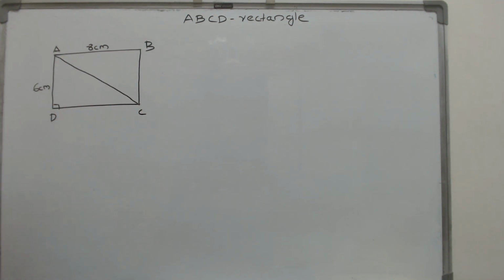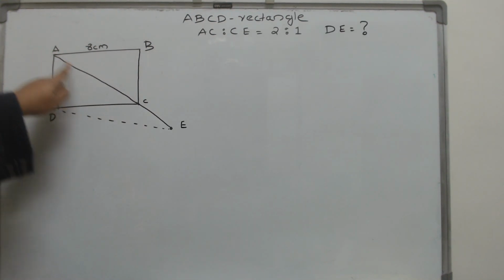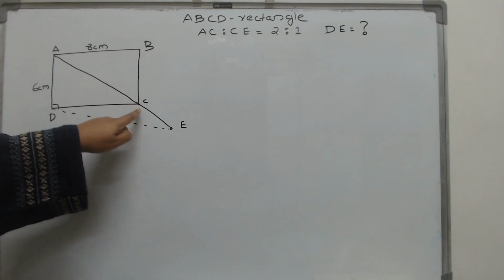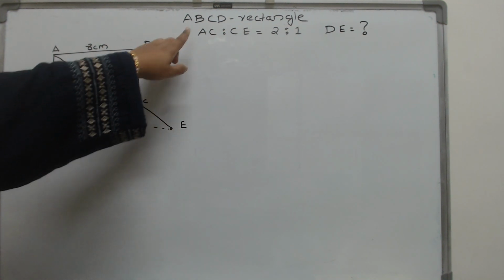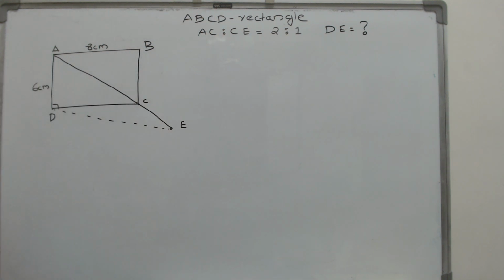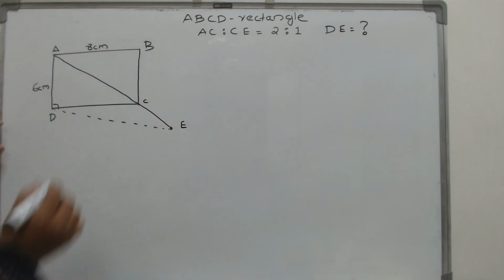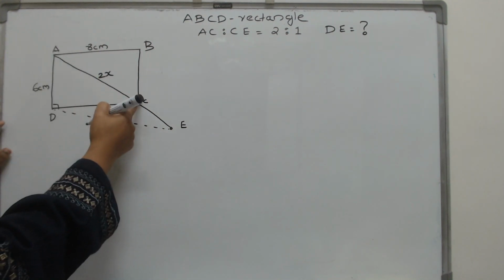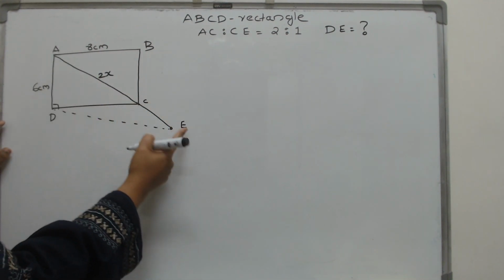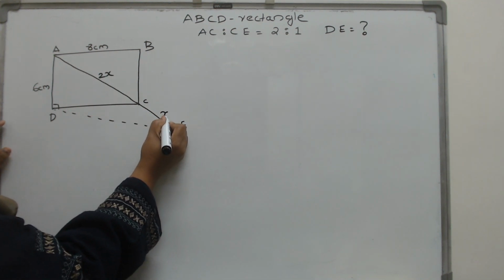It is 10 centimeters. But then sorry to break your heart, that is not the question. If only life was that easy. What the question is, let us find out. This diagonal AC is being extended to a point E such that AC is to CE is 2 is to 1. That means if AC is 2x, then CE is just x.